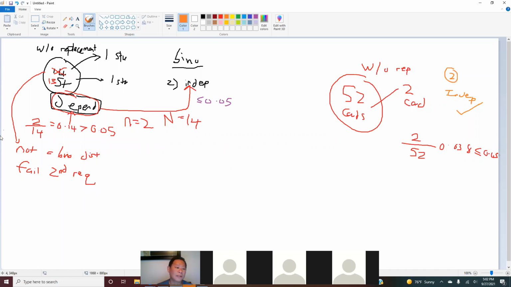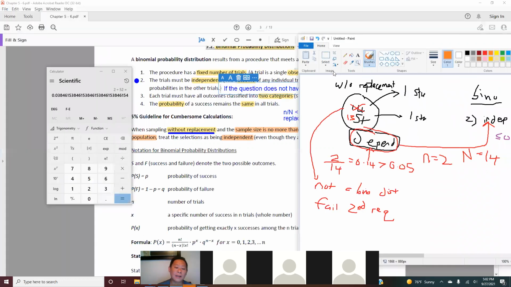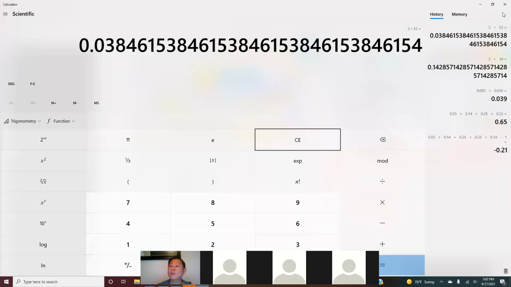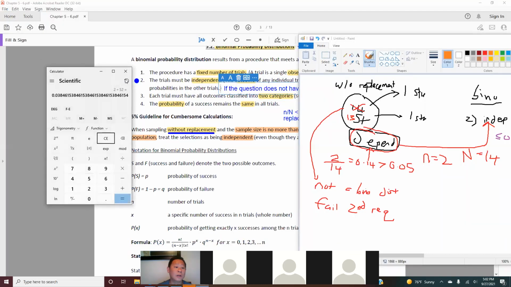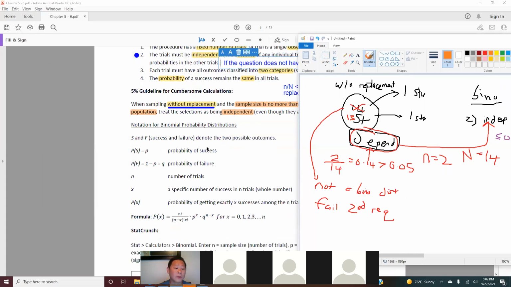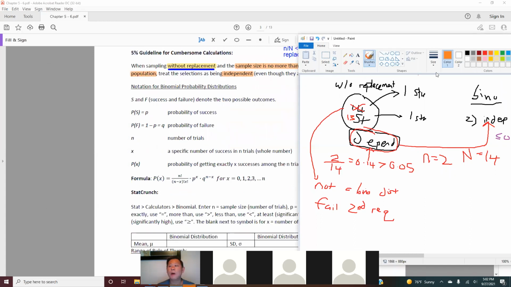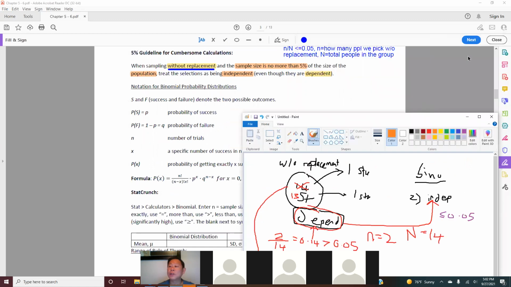But for this case, it does not fulfill the second requirement. So you have to do a little bit of calculations for this case, and the keyword here is without replacement. Again, read the question really carefully when you do the homework and my test. Then we got some notation here.